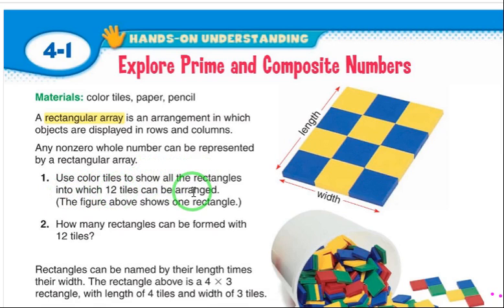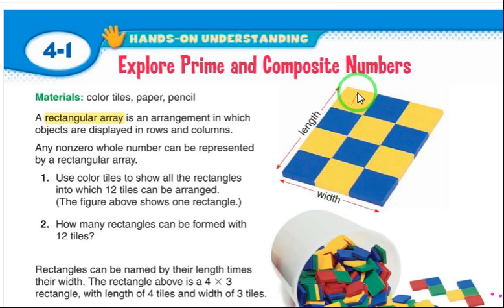Now use color tiles to show all the, for example, 12 tiles. The figure above shows one rectangle. So can you see this rectangle? The width, we have 1, 2, 3 squares for the width, and 1, 2, 3, 4 squares for the length. Okay, both are correct. So here 3 times 4, the answer is 12.